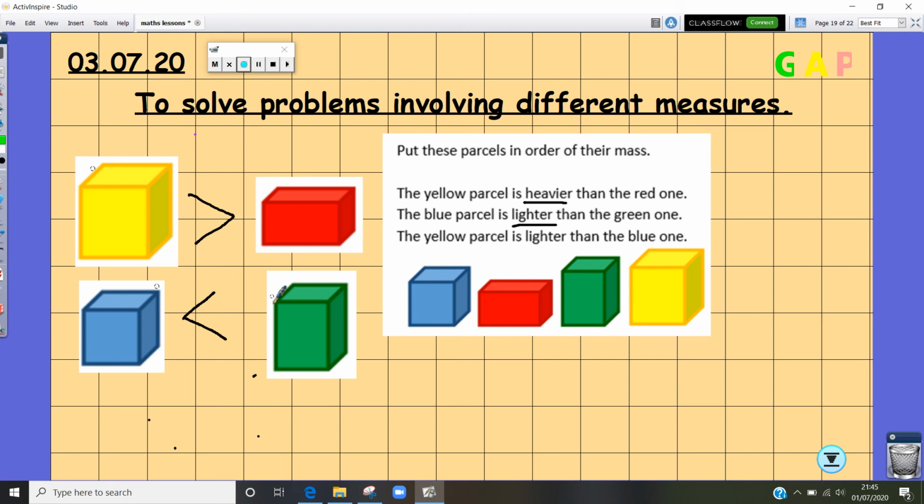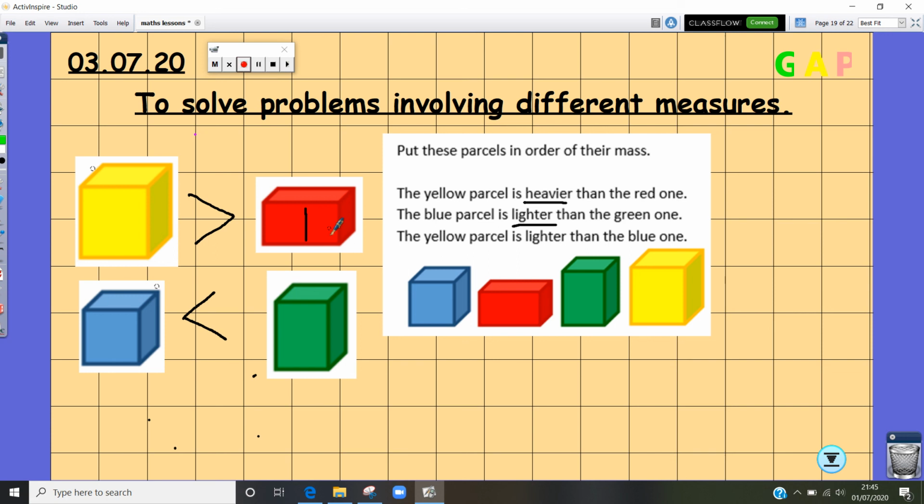So we've now got to work out the difference between the yellow parcel and the blue parcel. Now I know from this information already that the red parcel is the lightest because the yellow parcel is heavier than it, okay? So I'm going to give that a number one because I know that is the lightest of my parcels. So I don't need to worry about number one anymore.